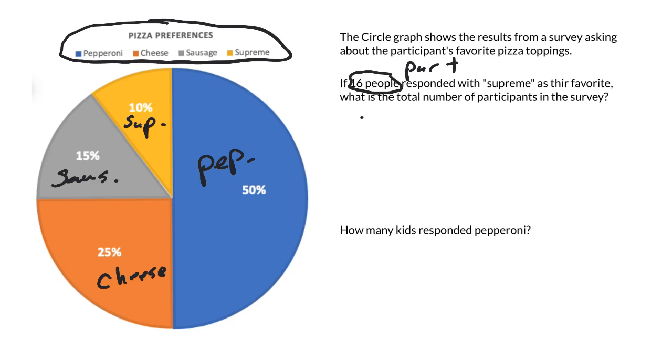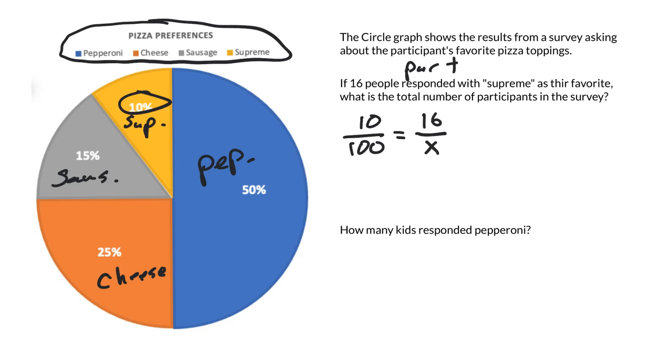I know that 10%, because it's right here, 10% like supreme, 10% out of 100 equals the part over the whole. I know that the part is 16. It's right there. So, the 16 is going to go on top. I'm looking for the entire number that it's out of. How many people responded to the survey?